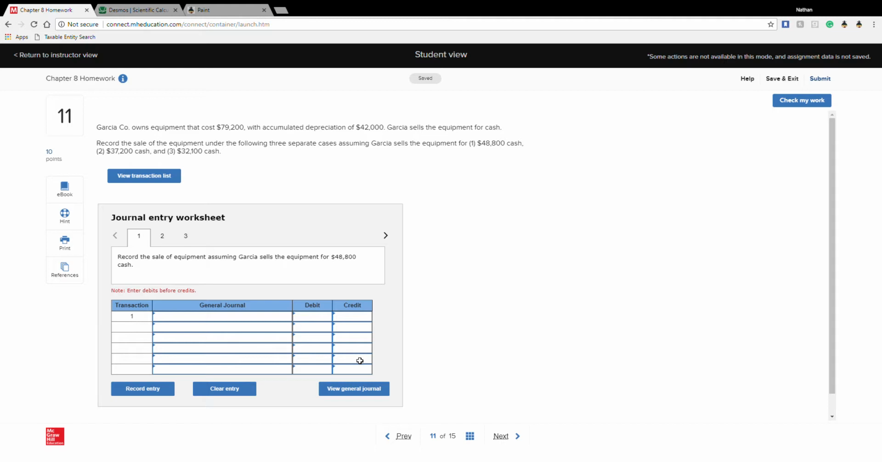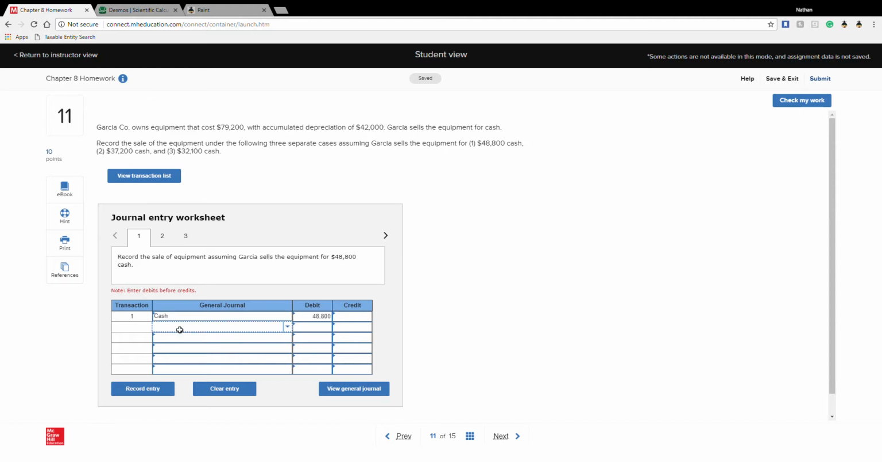Okay, so first off, we know the accumulated depreciation. We're probably assuming that happens in the year. At the end of the year, it's not giving us a date. So first thing we have to record is what we are receiving for that equipment. And we're going to be receiving cash. This time it is $48,800.